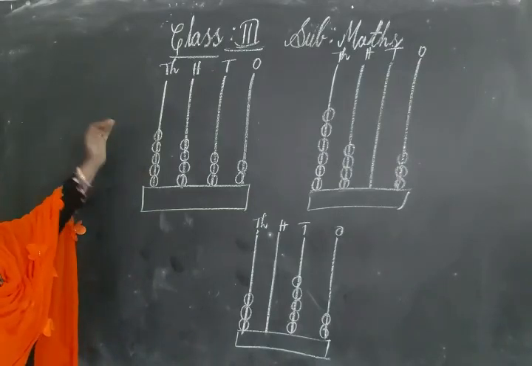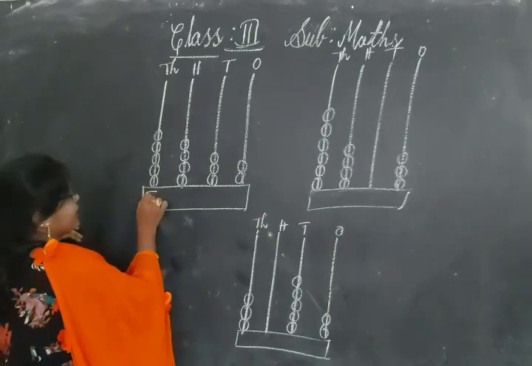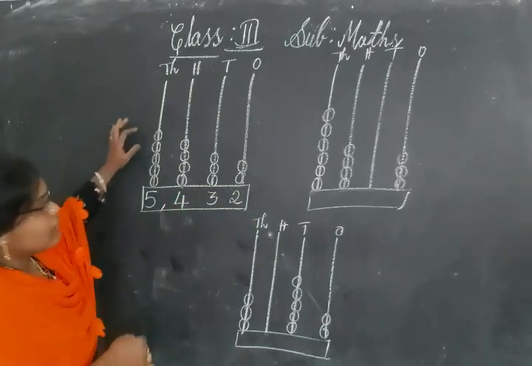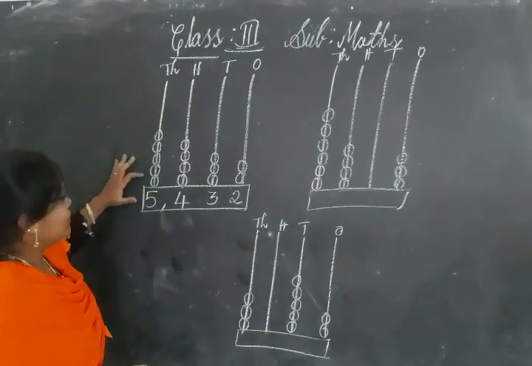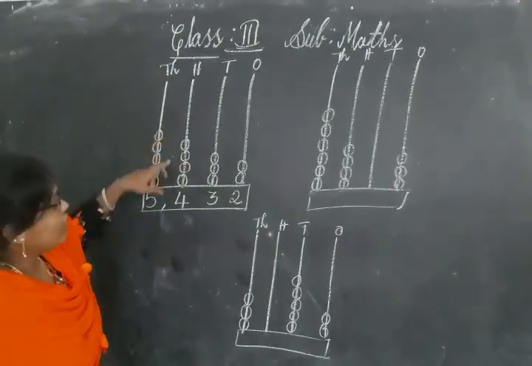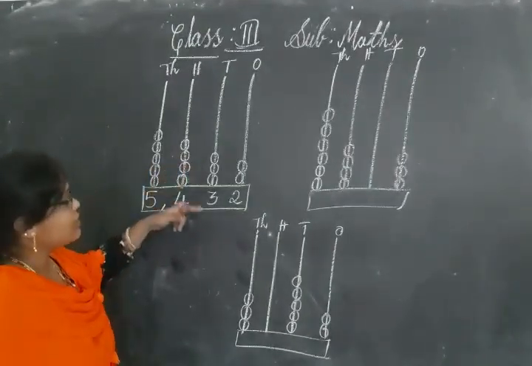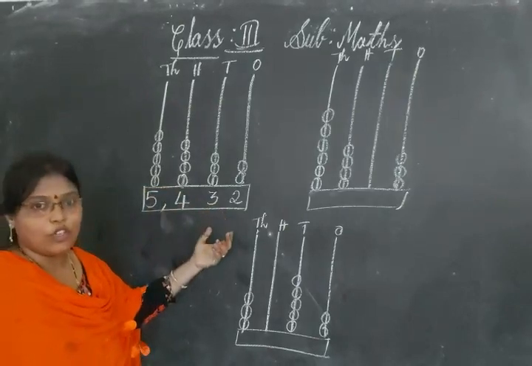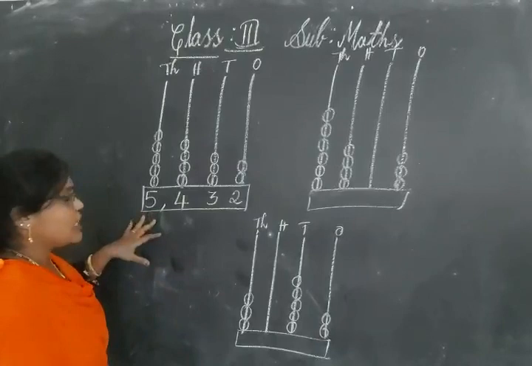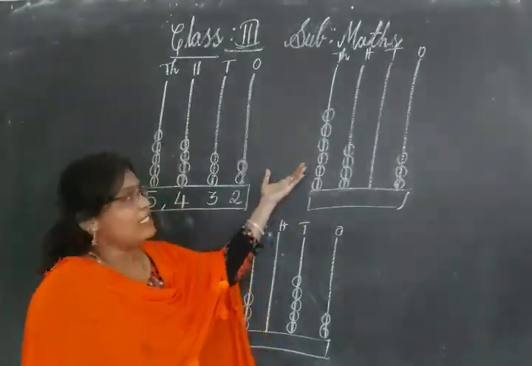Children, see, can you tell me what is the number? Yes, it is 5432. There are 5 beads on thousands rod, so write 5 under thousands place, and 4 beads in hundreds rod, so write 4. 3 in tens rod and 2 in ones rod, so write 3 in tens place and 2 in ones place. So what is the number? 5432.